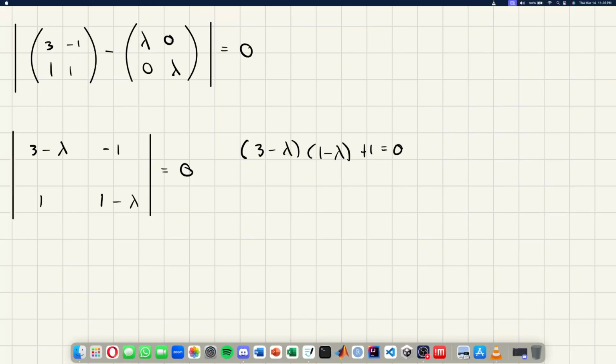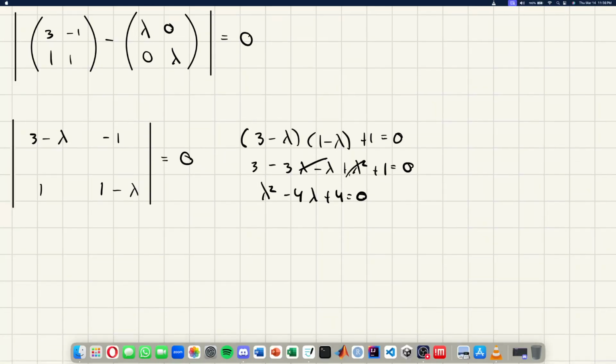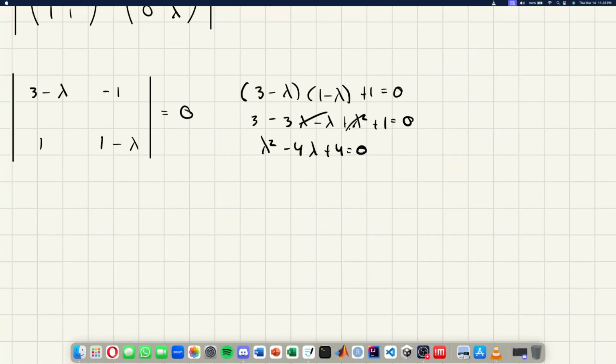So now let's expand this. 3 minus 3 lambda minus lambda plus lambda squared plus 1 equals 0. Lambda squared, -4 lambda, and then plus 4 equals 0. And so we could just factor this out.